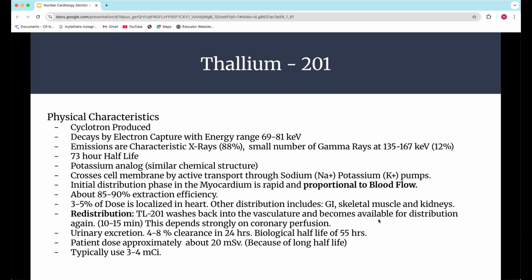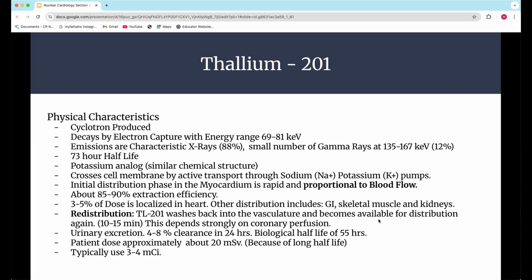Now, this is the interesting thing. Thallium is a very interesting nuclide because it has a principle called redistribution. This is going to become important again when we talk about later scans in our next lecture, talking about this idea of redistribution.